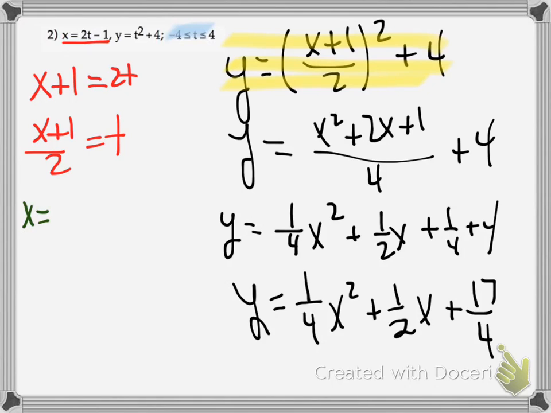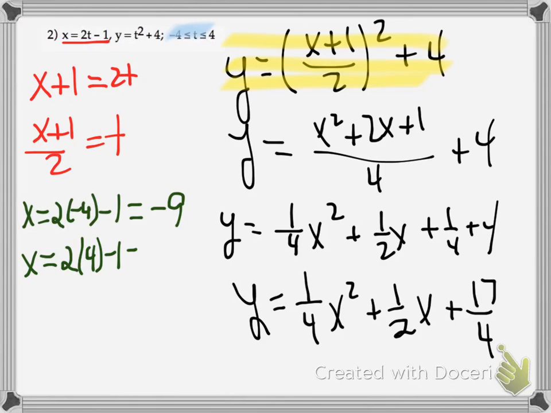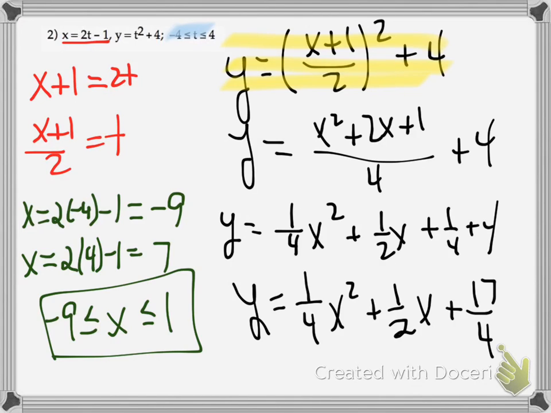x equals 2 times a negative 4 minus 1. That gives me a negative 8 minus 1, which is a negative 9. And then I do the same thing with the right boundary, or the upper bound, if we want to be mathematically correct. 2 times a positive 4 minus 1, so 8 minus 1 is a 7. So your new restrictions on x are right there. Okay?